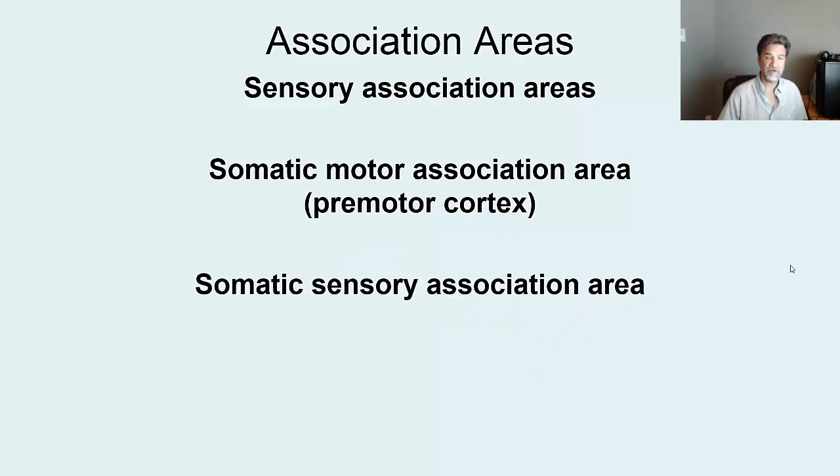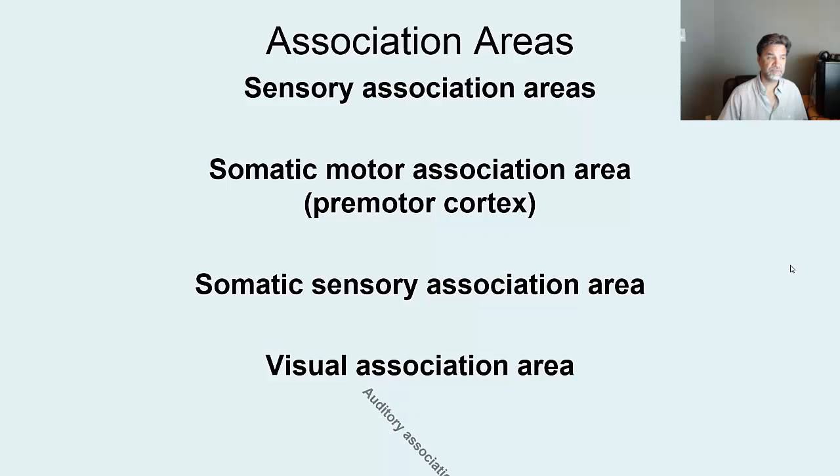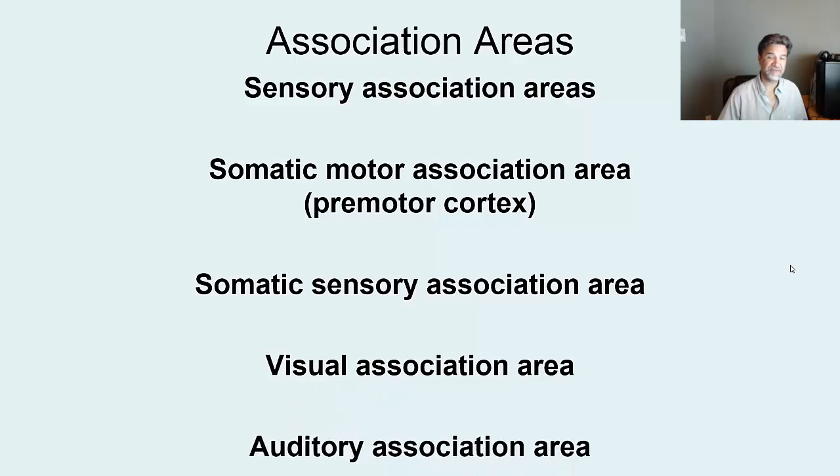And then you have the primary somatic sensory association area in the parietal lobe. Finally, we have the visual association area that's going to be found in the occipital lobe. And I said finally, but I mean also we have the auditory association area that's associated with hearing information coming in through your temporal lobes. So these are all the association areas for sensory inputs in the brain, the major ones, and also including, throwing in there, the premotor cortex.